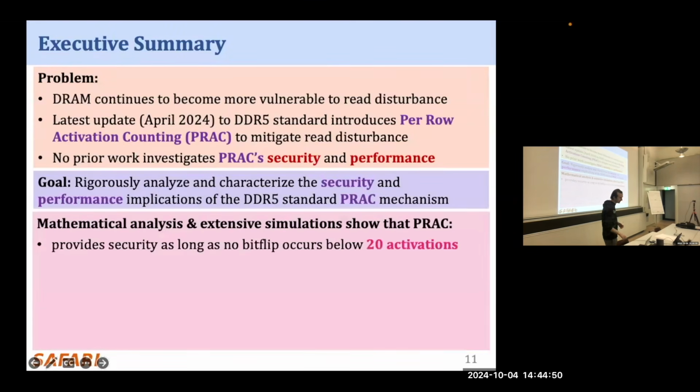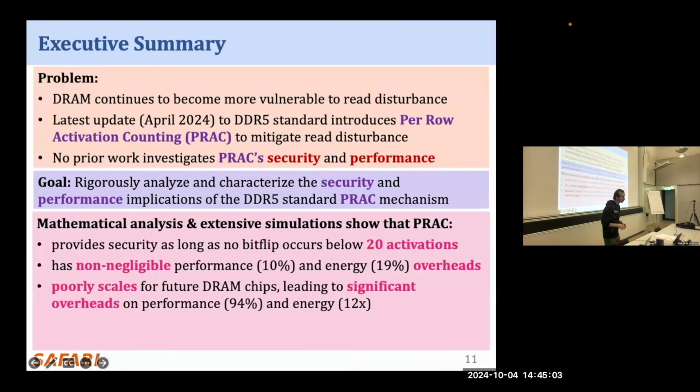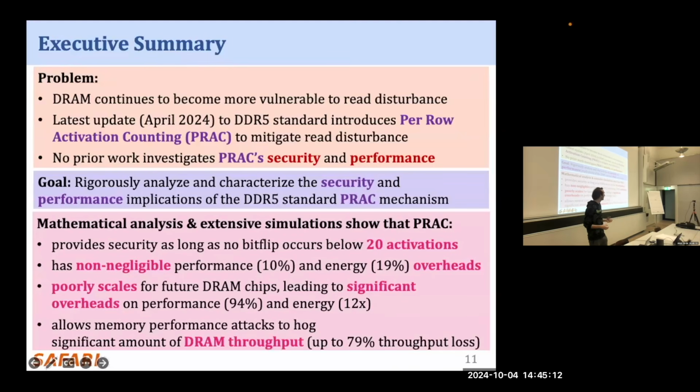Our mathematical analysis and extensive simulations show that PRAC provides security as long as no bit flips occur before accessing a memory location 20 times. PRAC has currently non-negligible performance and energy overheads for today's DRAM chips, and it scales poorly to future DRAM chips that are more vulnerable to RowHammer, where it induces increasing performance and energy overheads. We also show that PRAC is a memory performance attack vector, where an attacker can exploit its preventive actions to mount a memory performance attack and hog a significant amount of DRAM throughput.